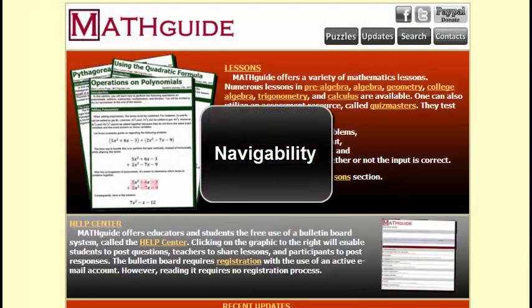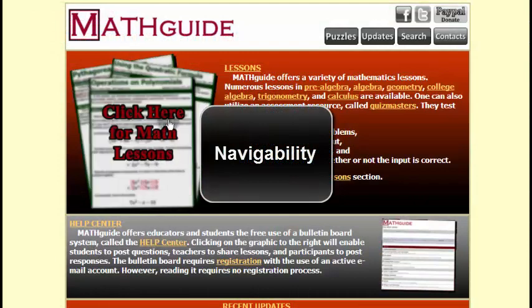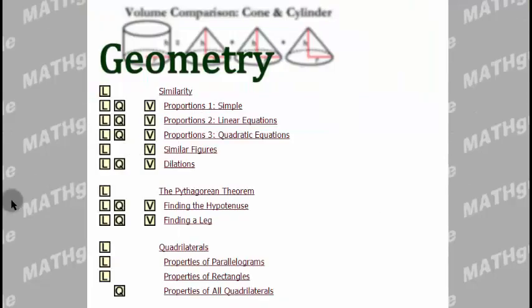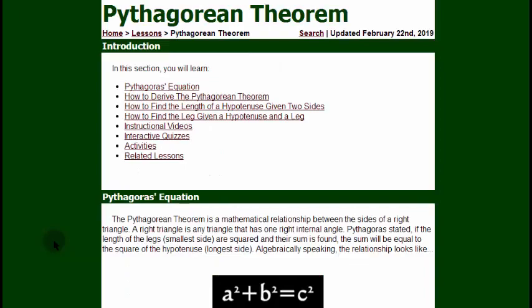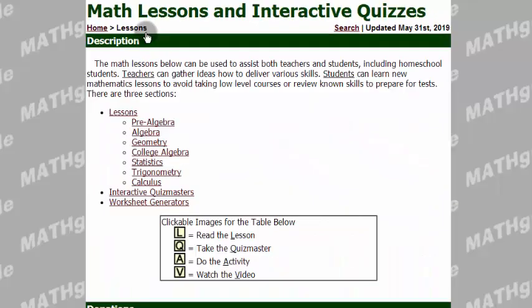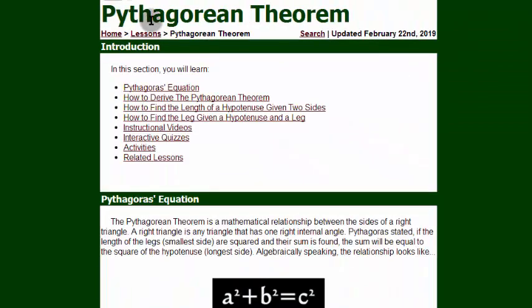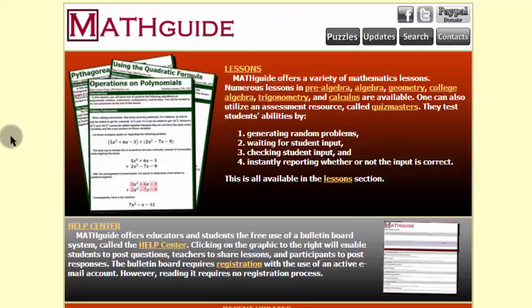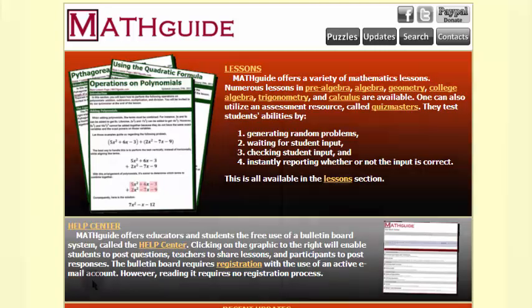MathGuide is navigable. What does that mean? If you want to find your way around a MathGuide, it's real easy. Click on Lessons, find your section of interest, like geometry, click on Pythagorean Theorem, and go, you know, this isn't what I was looking for. Over here at the top of the screen, you could either go back to the Lessons page by clicking here, or back to the Home page by clicking here. So if I click Lessons, I go back to the Lessons page, or if I click here the Home button, it takes me back to the Home page. So it's really easy to find your way around.